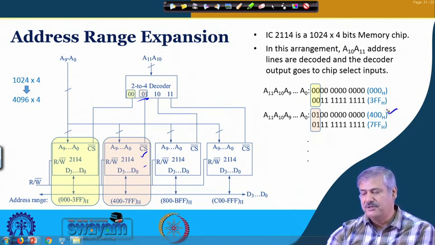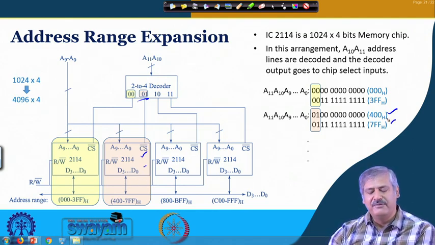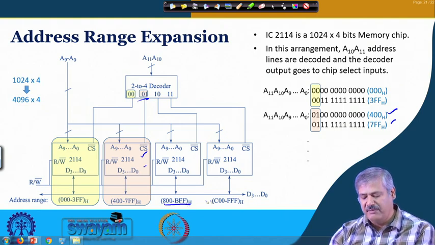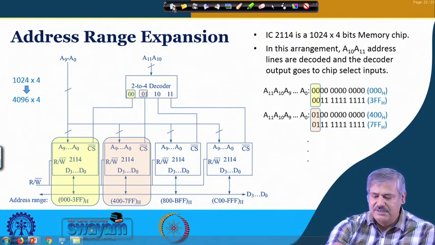That is 400 according to this expanded address range, and the last address will be 7FF. Similarly, this one will be 800 and the last address will be BFF, and this is C00 and this will be FFF. Is it clear? So, that is the way we can increase the address range.